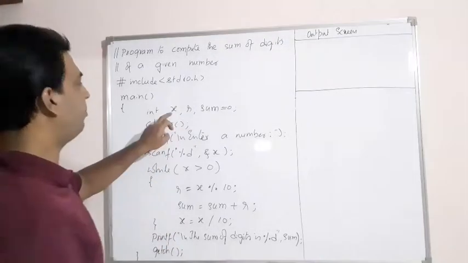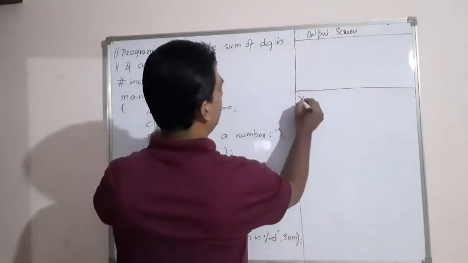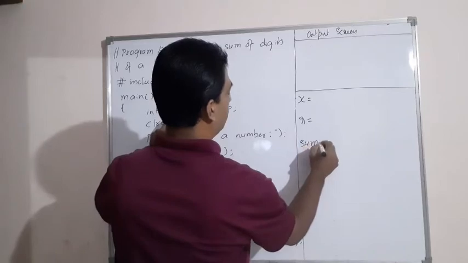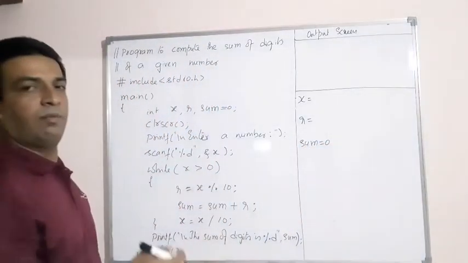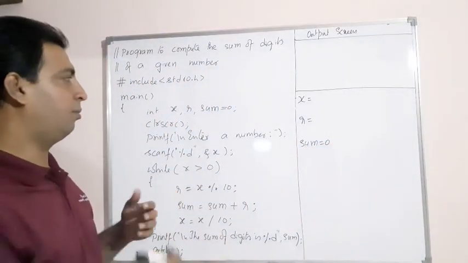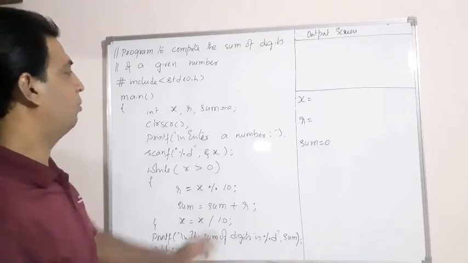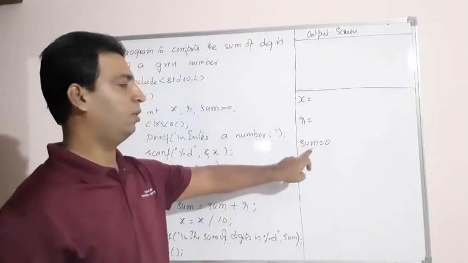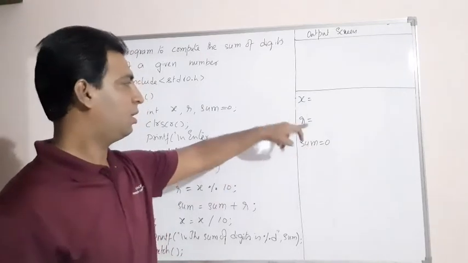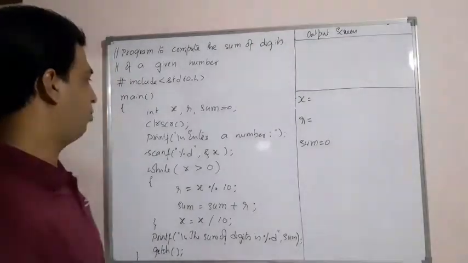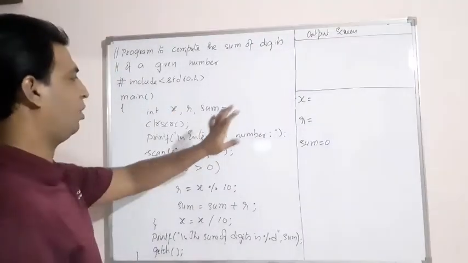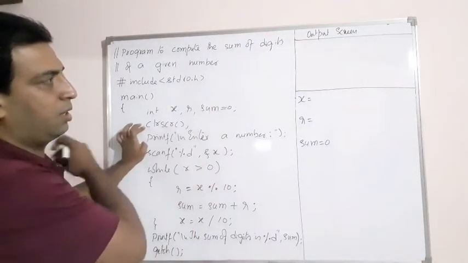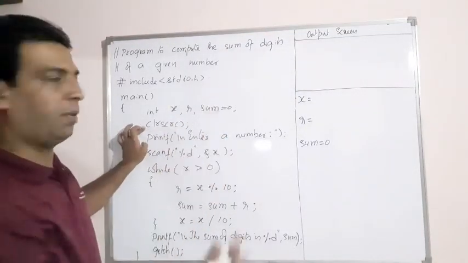So let me write all these variables, because using the values of these variables only, you will be able to understand how the program actually proceeds from the start to the end, from the problem to the solution. So we have variable x, variable r, and variable sum, where only sum is initialized to the value 0. The rest we'll see further as the program executes. Currently we don't have any values for r and x. And clrscr is a clear screen statement which clears the output screen on the Windows platform.